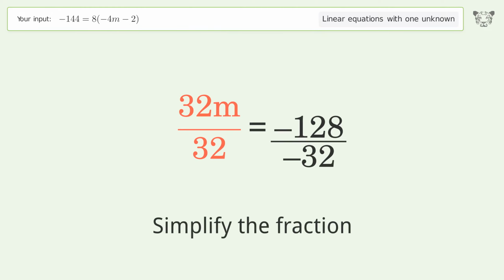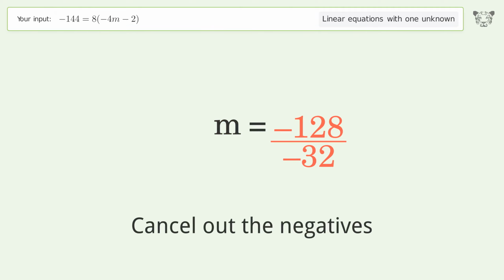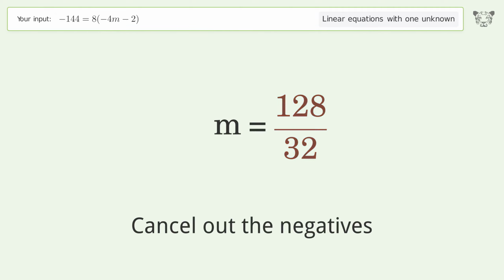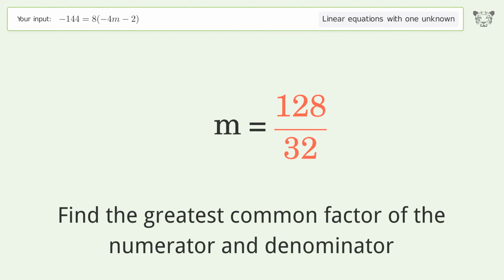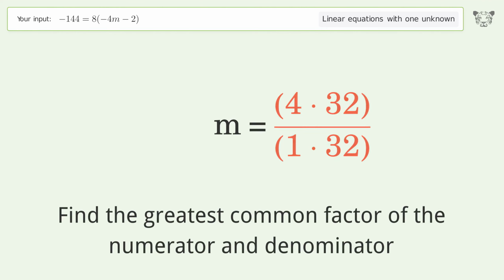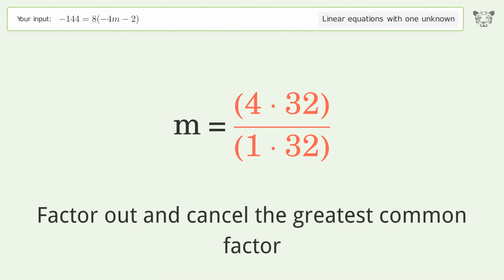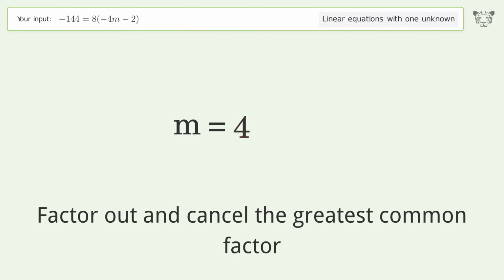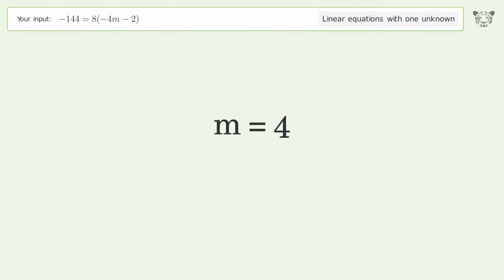Simplify the fraction. Cancel out the negatives. Find the greatest common factor of the numerator and denominator. Factor out and cancel the greatest common factor. And so the final result is m equals 4.